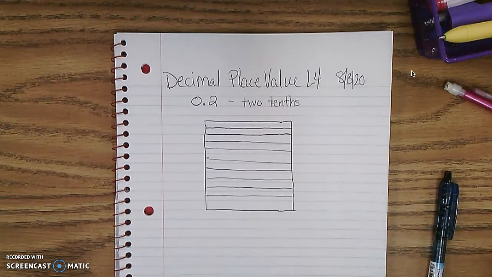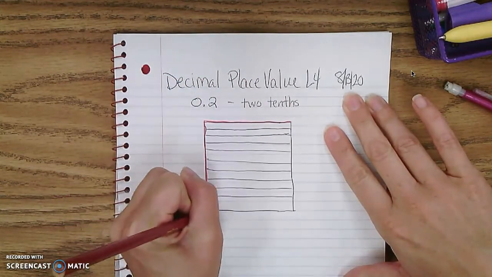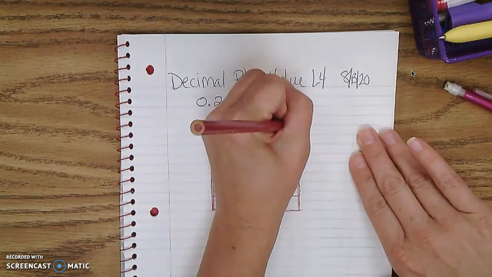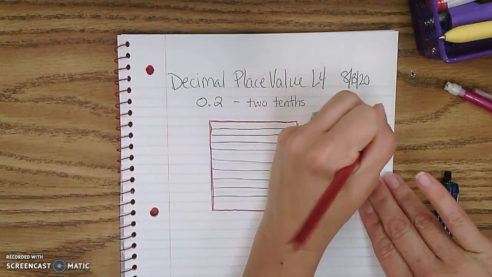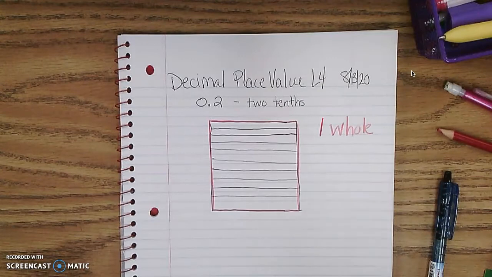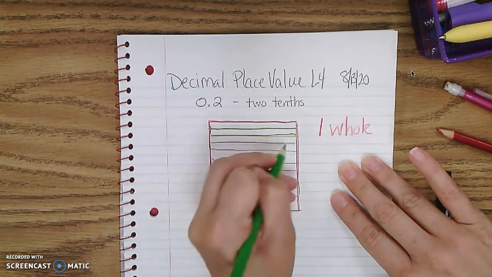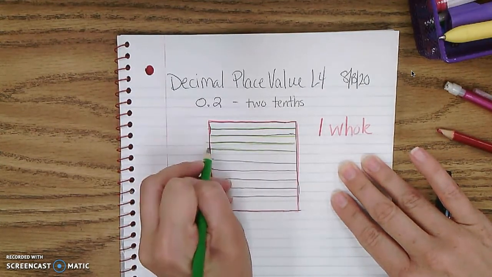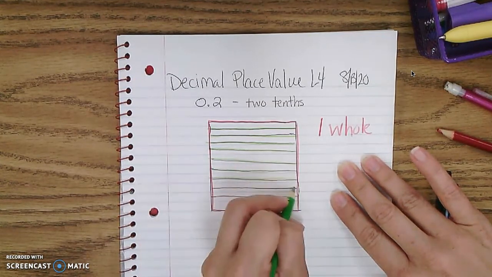I took my one whole. So I'm going to do my one whole here. I'm going to outline it in red. And I'm going to put that this is one whole. Okay. And then I'm going to take a nice green color here, and I'm going to trace over my lines in green. And these greens are tenths. Oh my gosh, my lines are so crooked. These are the tenths.